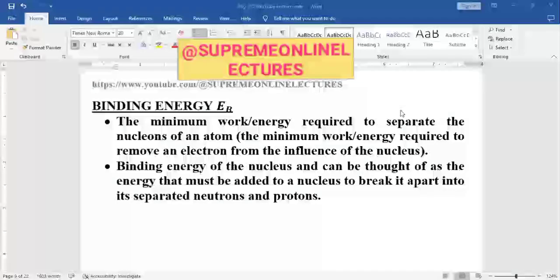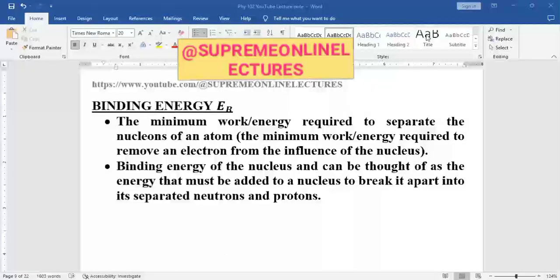What is the meaning of binding energy? It is simply the energy required to separate the nucleons of an atom. You can also define it as the energy that must be added to the nucleus to break it apart into separate neutrons and protons. So the energy that must be added to the nucleus to break it apart into separate neutrons and protons is what is referred to as binding energy.